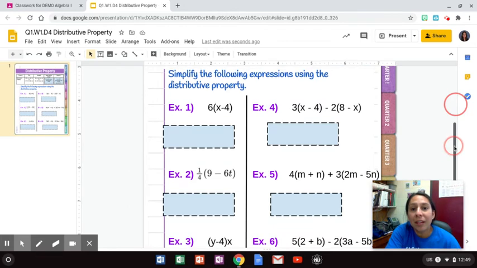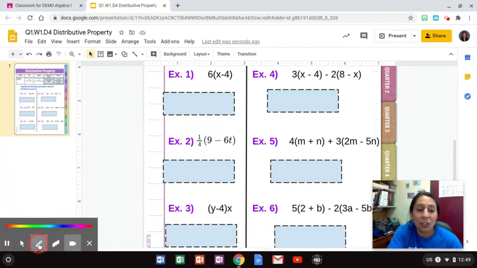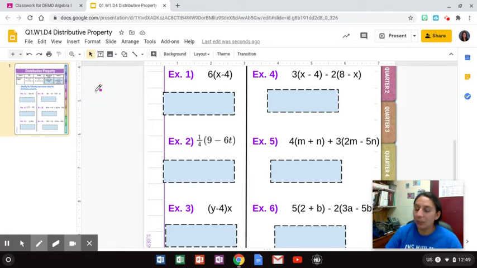So simplify the following expressions using the distributive property. You'll notice that we have 6 examples. I'm going to go through each example and I'm going to have a pen here that I get to use, but you don't have a pen on yours. So you're going to take out a scratch sheet of paper and you're going to work along with me. And I'll show you in a little bit how to import that picture into your notes.